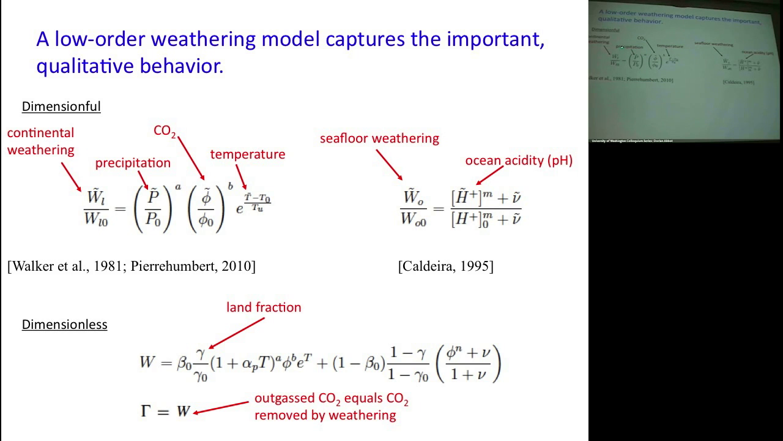And so it's going to depend on precipitation, which I'm going to make a function of pressure. It's going to have some power law dependence on CO2, which I'm calling phi here, and an exponential dependence on temperature based on an Arrhenius type relationship. Seafloor weathering, I'm pulling this from Caldera, is basically going to be a power law dependence on the proton concentration in the ocean. No dependence on temperature. So that's actually important in what's going to come.